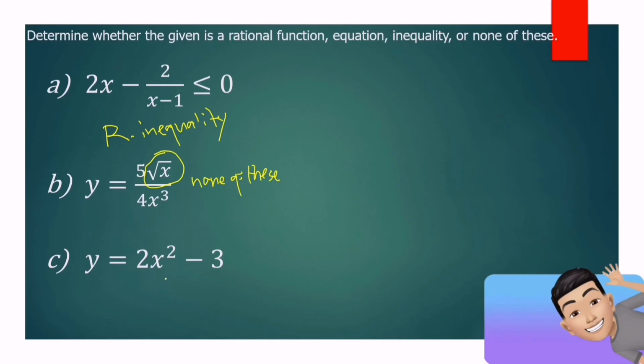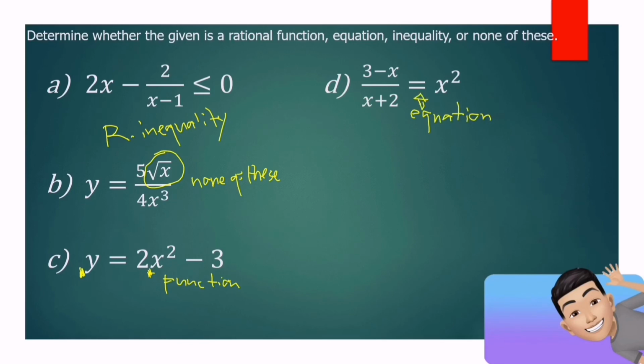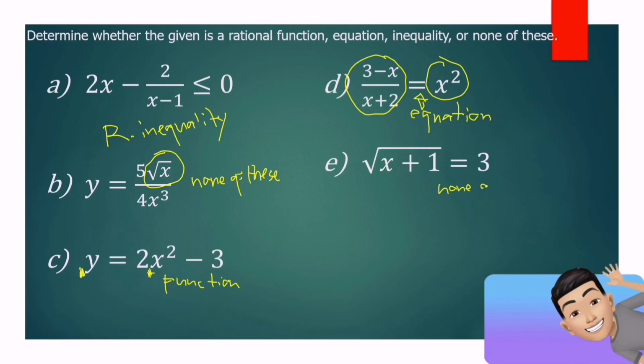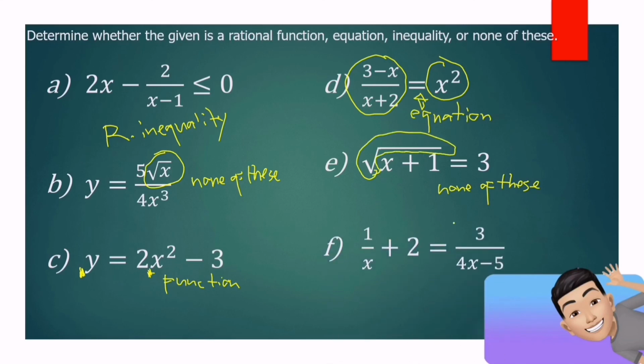Okay. Correct. This is a function expressing the relationship between x and y, and this is an equation because of the equality symbol. Ito ay rational expression, then another rational expression. How about this? Okay, none of these. Dahil ulit dito. And then F. What is this? Correct. Equation.